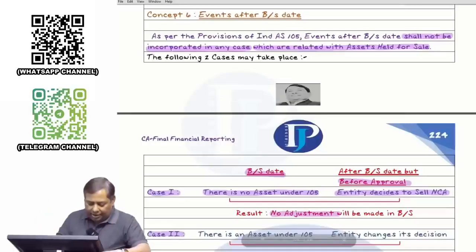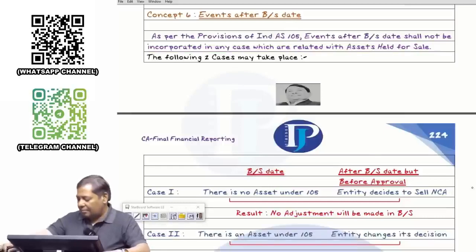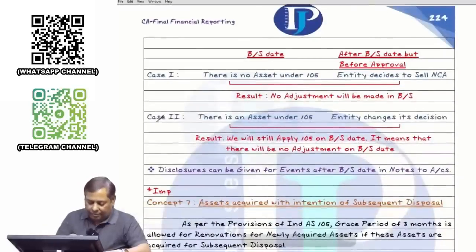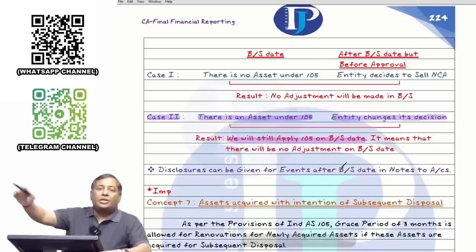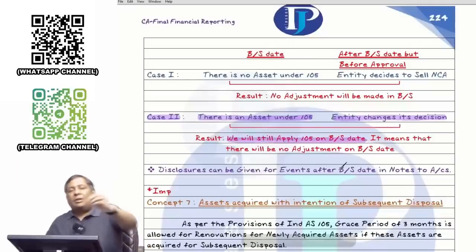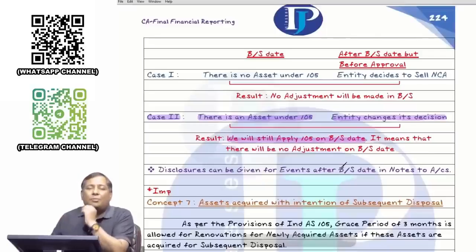Now the second case. Look at the second case. So students, we had an asset of 105. But if there is a change in plan, still we won't make adjustments. We will still apply 105 in the balance sheet date and look at change in plan next year, okay? So this means you don't have to make any adjustments related to 105 in Ind AS 10. This is the rule that I told you.